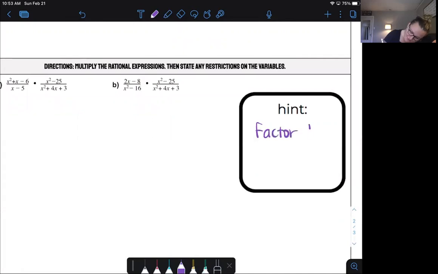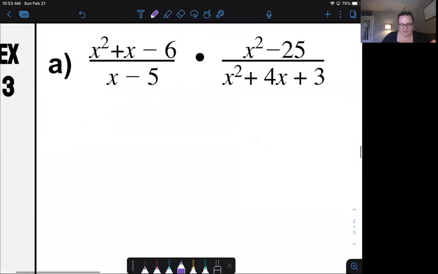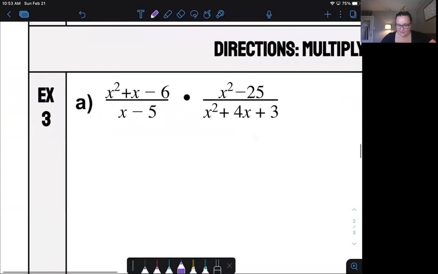So factor and simplify first. All right, so x squared plus x minus 6 over x minus 5, times x squared minus 25 over x squared plus 4x plus 3. So we're going to factor and simplify first.